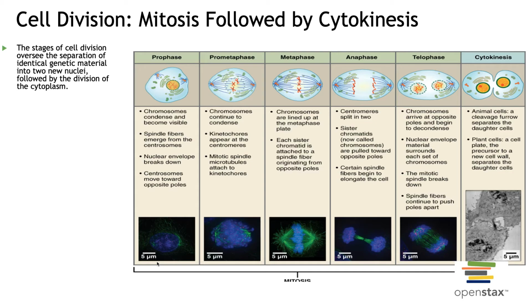While you're in lab, it's going to be imperative that you're able to recognize, based off of a microscope slide, which phase of cell division that cell is in. So in addition to knowing what happens, for example, in anaphase, the centromeres are going to split in two. Sister chromatids, which are now called chromosomes, are pulled apart towards opposite poles or opposite ends of the cell. And then the spindle fibers begin to elongate in the cell, meaning that they stretch out and connect. So in addition to knowing that, you're also going to need to be able to recognize that this is what that looks like in comparison to, say, prophase here.